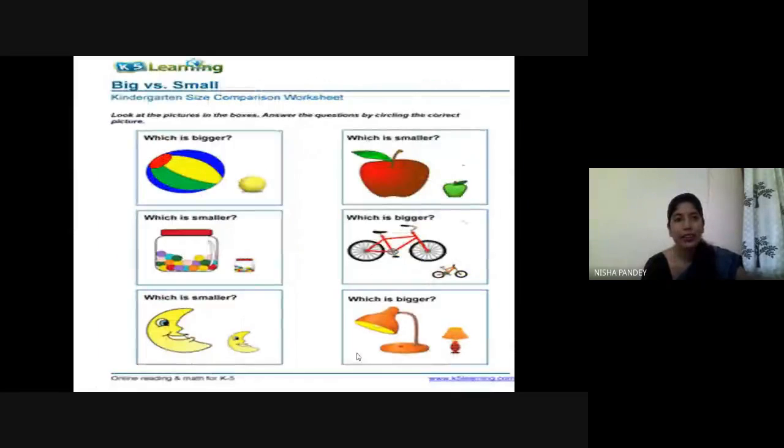Now we'll move ahead and we'll see big versus small. So this we started in the beginning of this lesson, bigger and smaller. And this is very easy. I know you have understood it. We have done the worksheet, but again, we are revising it today.